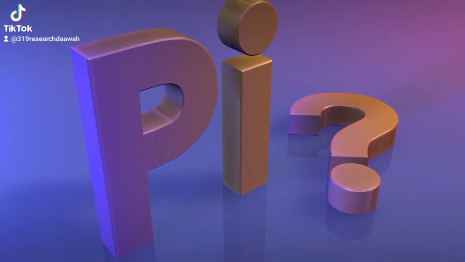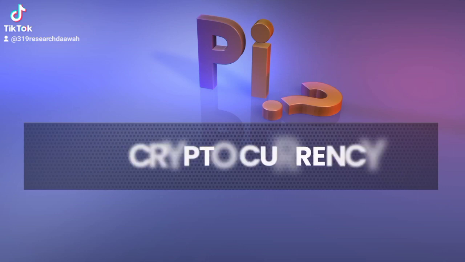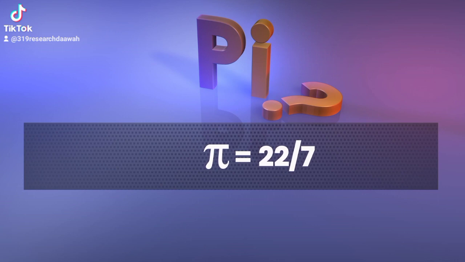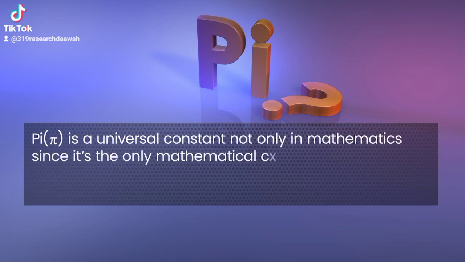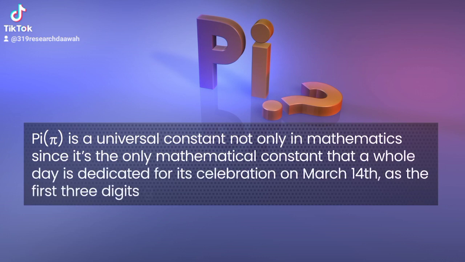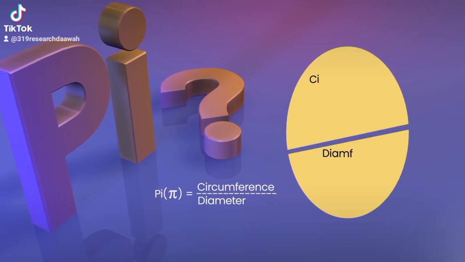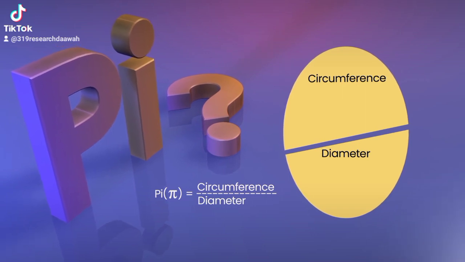Most people now know pi as a network or a cryptocurrency that some are mining today. And some may remember pi as 22/7 from elementary mathematics. Well, pi is a universal constant, not only in mathematics and nature, since it's the only mathematical constant that has a whole day dedicated for its celebration, March 14th, as the first three digits of the constant are 3, 1, and 4. The constant pi represents the ratio of the circumference to the diameter of a circle, which is the same for all circles irrespective of their sizes. That's the uniqueness and beauty of pi.